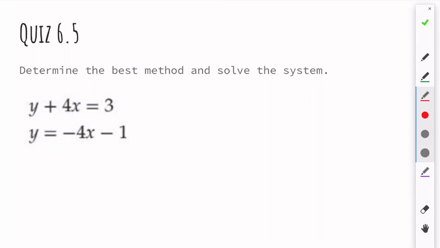You're going to start with a quiz 6.5, so grab a sheet of paper. You can pause this video at any time if you need more time, but I want you to write down this system of equations here from 6.5 and then choose the best method to solve it. All right, so pause the video, work on that, turn that thing in, and then come back to the video.